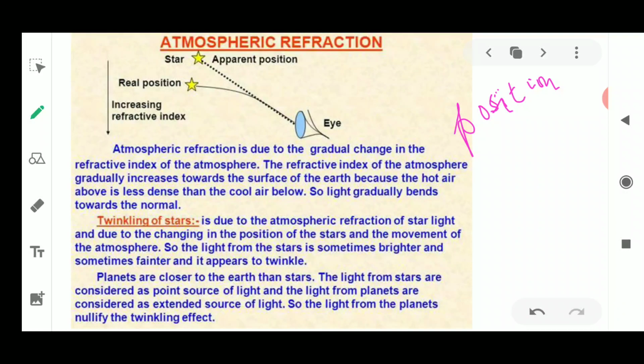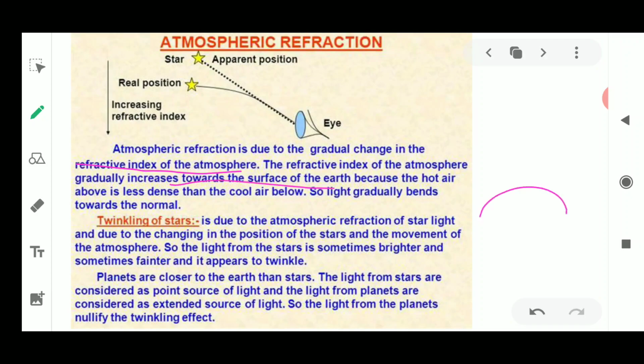Atmospheric refraction is due to the gradual change in the refractive index of the atmosphere. Why do we talk about a gradual change in the refractive index of the atmosphere? As you know, the atmosphere is made up of different gases, and each gas behaves differently as their densities are different when light passes through these layers. The refractive index of the atmosphere gradually increases towards the surface of the earth.